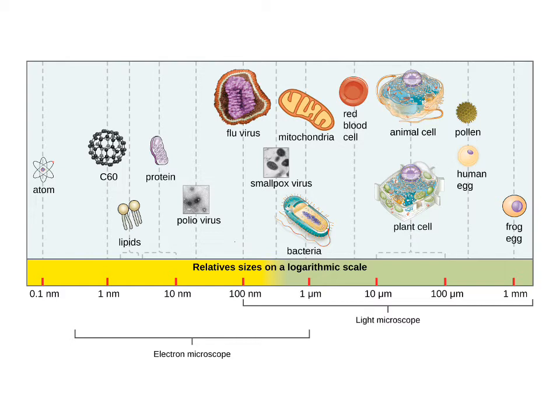Now, there are big viruses. Those are like the pox viruses. They are pretty big, and they're pretty close to the size of a bacteria, but really not close enough to be able to visualize it with a compound bright field microscope. But if you had an electron microscope or higher, you would be able to visualize viruses.